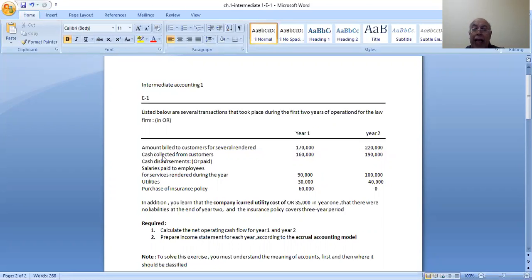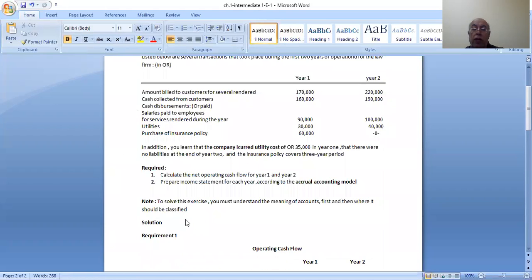Cash collected means cash collected from customers during year 1 and year 2. The disbursement is the amount paid as cash for salaries, utilities, and the insurance policy during the period of year 1 and year 2.